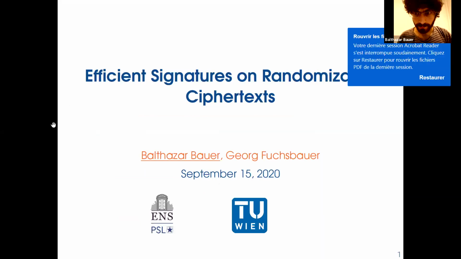So, do you hear me well? Yes, we hear you. We see you. We see your slides. Go ahead. Okay. So hello everybody. I am Balthasar Bauer, and I'm happy to present Efficient Signatures on Randomizable Ciphertext, a joint work with Georg Fuchsbauer.